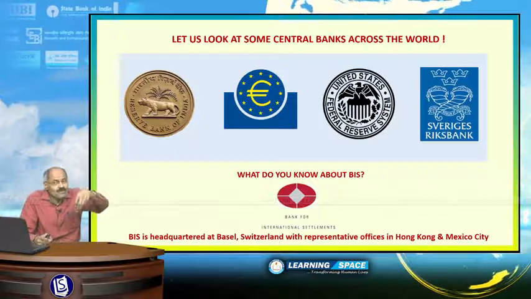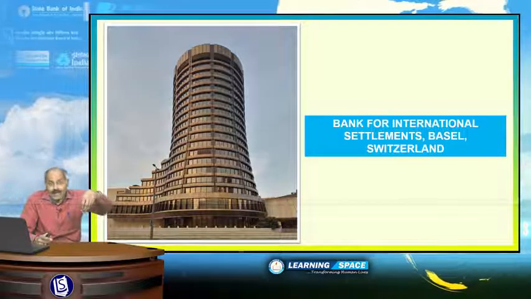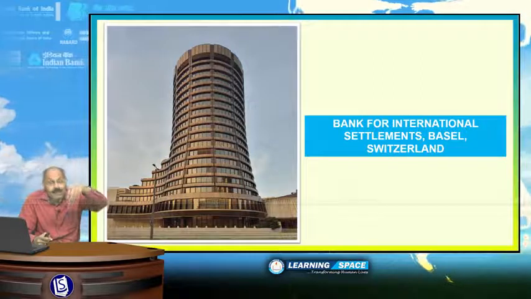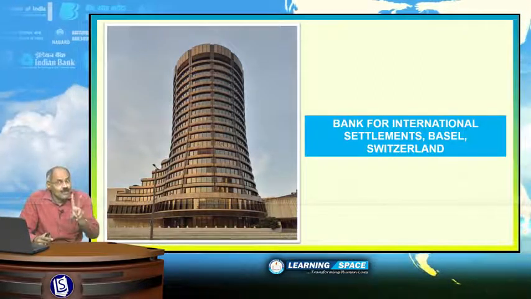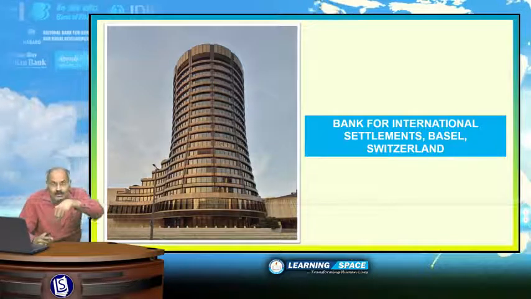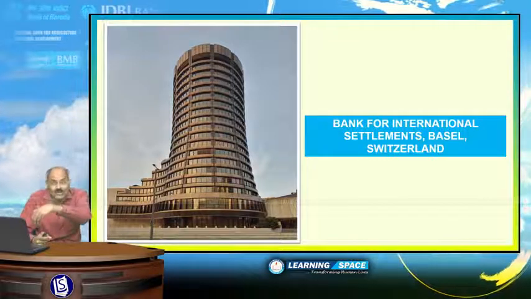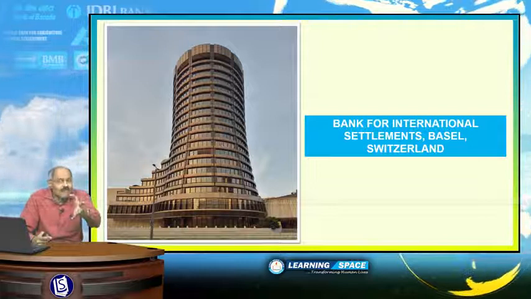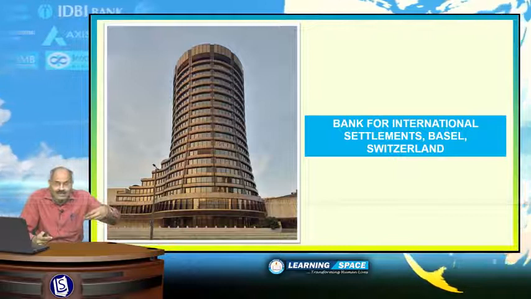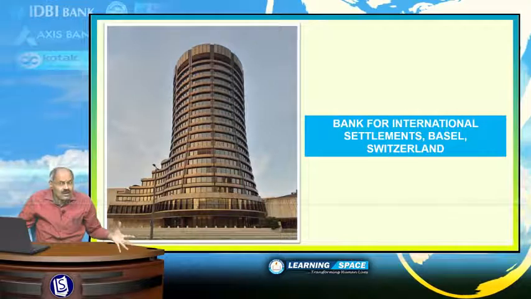And at the same time, please don't forget, Bank for International Settlements is there. Bank for International Settlements, its headquarters is in Basel, Switzerland, with 2 representative offices. One is in Hong Kong and the other one is Mexico City. Headquarters is Basel, Switzerland, and 2 representative offices in Hong Kong and Mexico City. What is the main purpose of Bank for International Settlements? The main purpose of Bank for International Settlements is to look at the monetary and financial stability across the world.